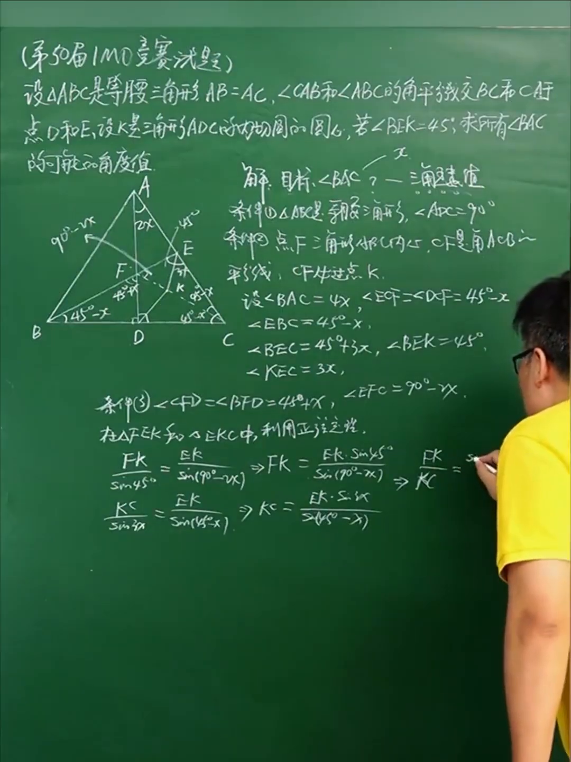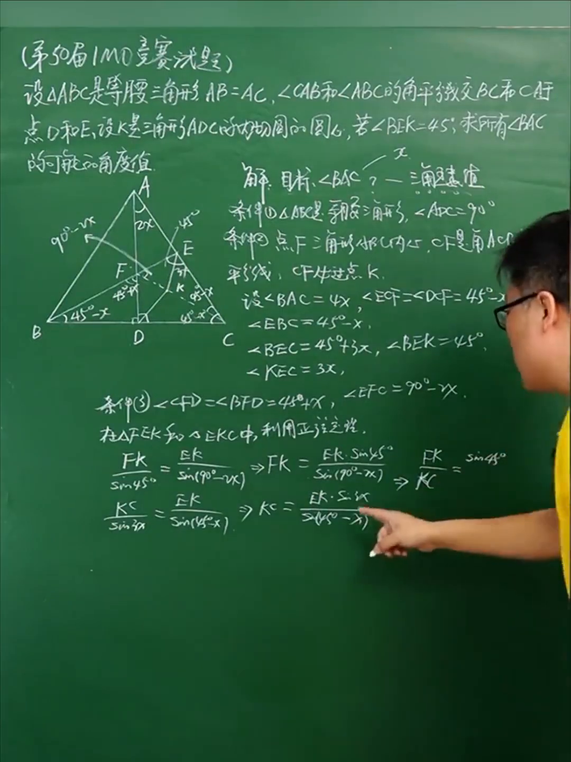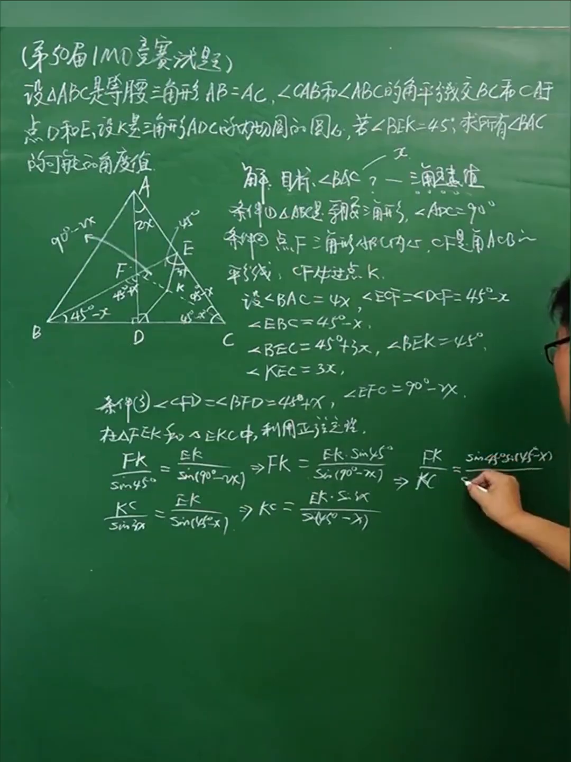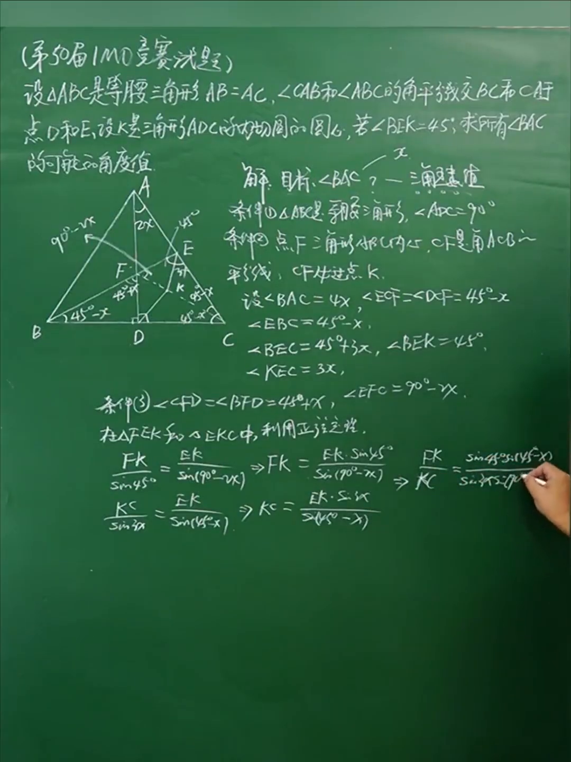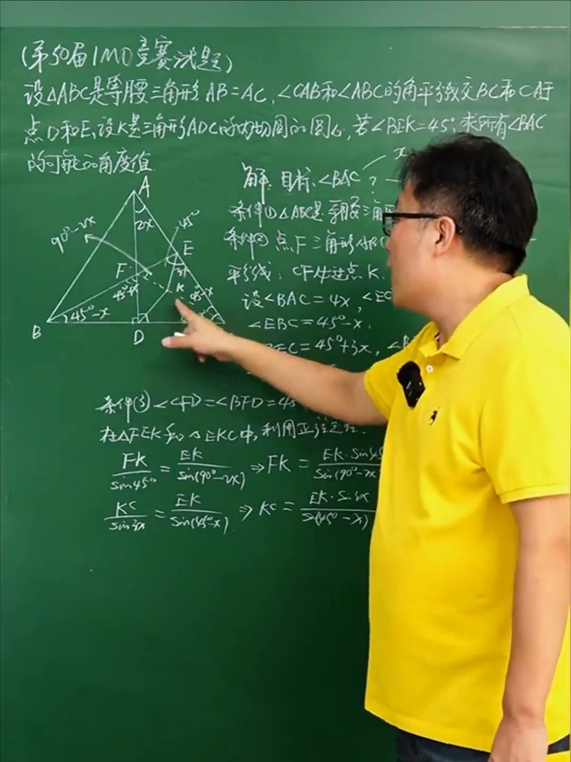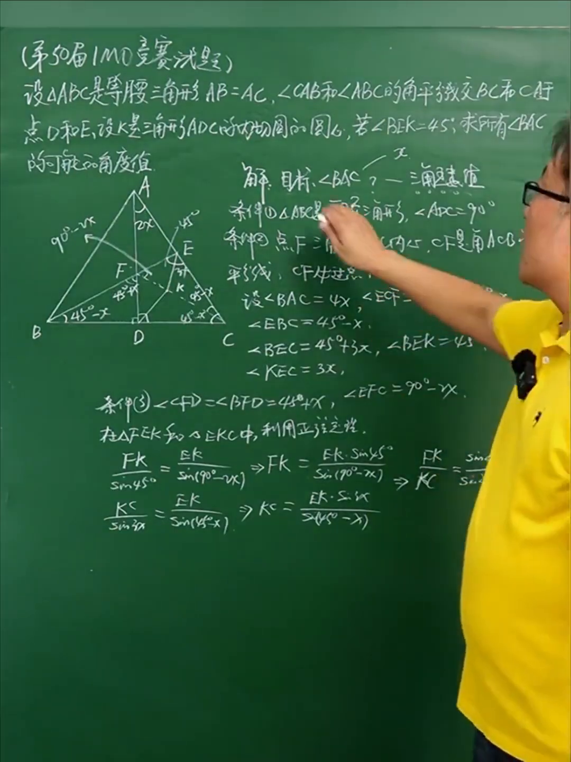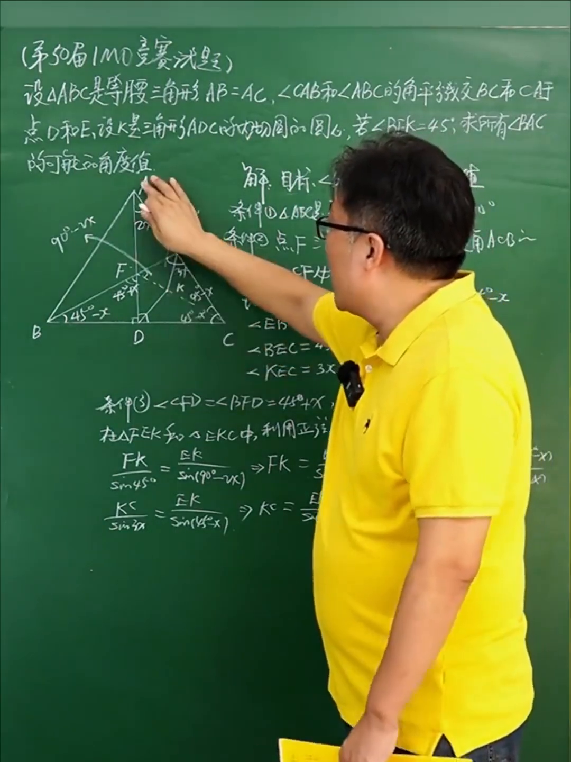This then equals tangent 45 degrees multiplied by tangent (45 minus x) over tangent 3x multiplied by tangent (90 degrees minus 2x). Through this, we then arrive at the ratio of Fk to Kc, effectively obtaining an equation that relates these segments. Now let's take a step back and see which condition we haven't fully utilized yet in our calculations.